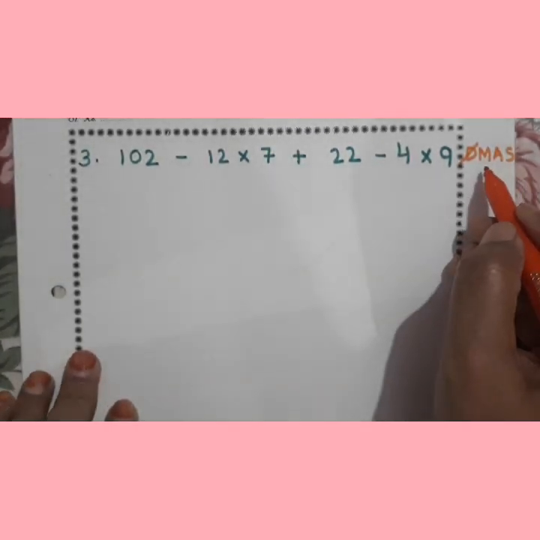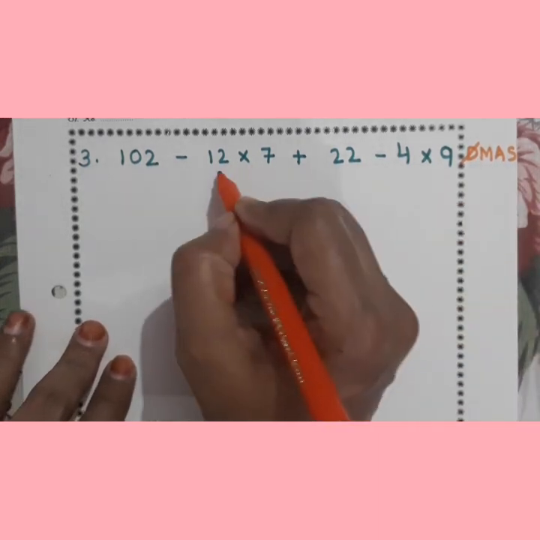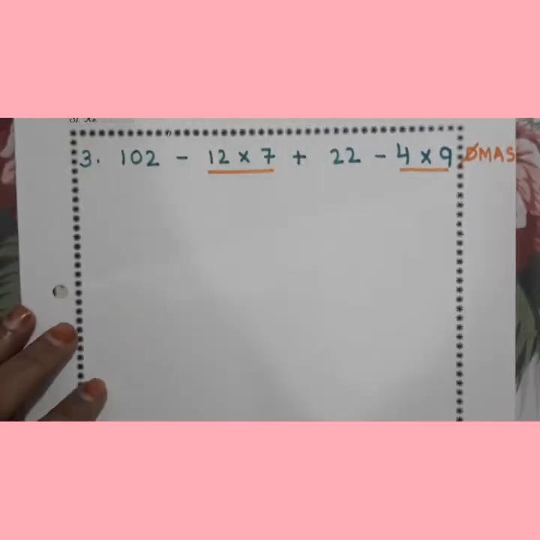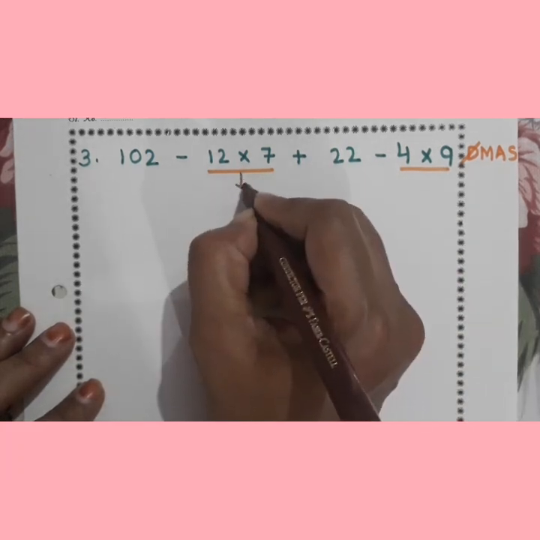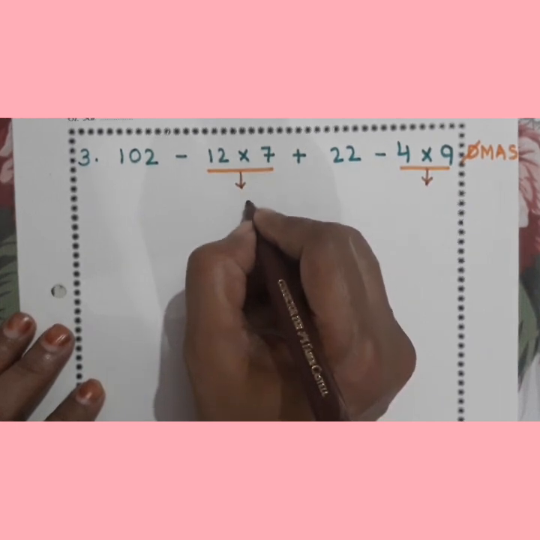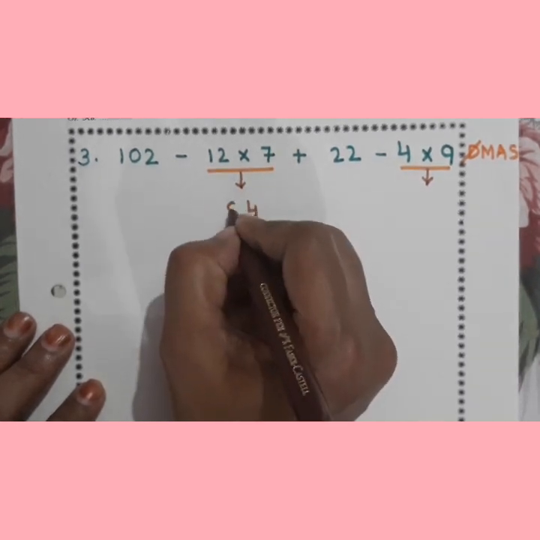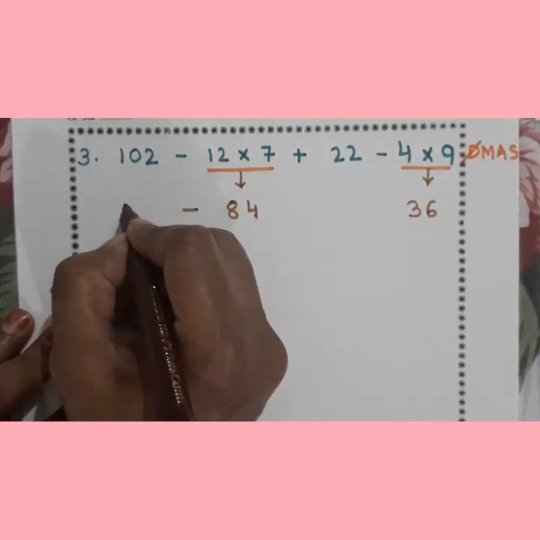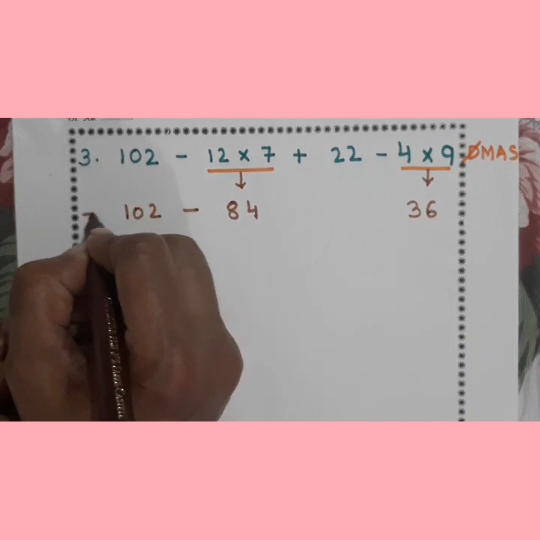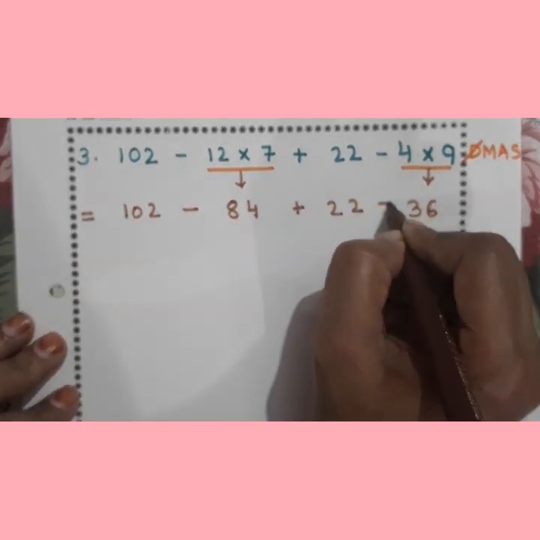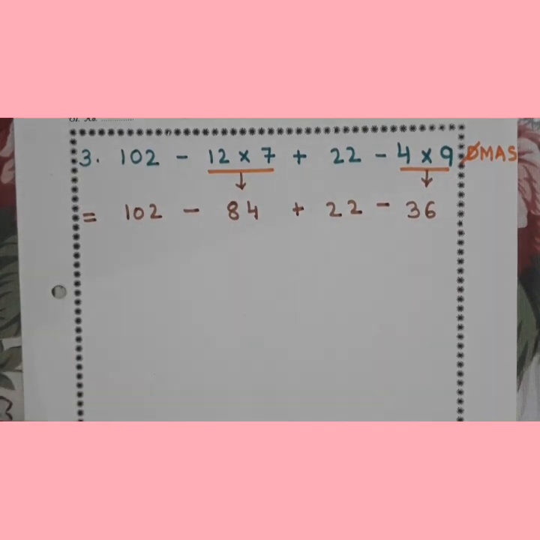Do we have multiplication? Yes. So, underline the numbers that need to be multiplied. Make an arrow. Write down the answer. 84. Here we have 36 and then we copy down the rest of the things as it is. Plus 22 and the minus sign is copied down.